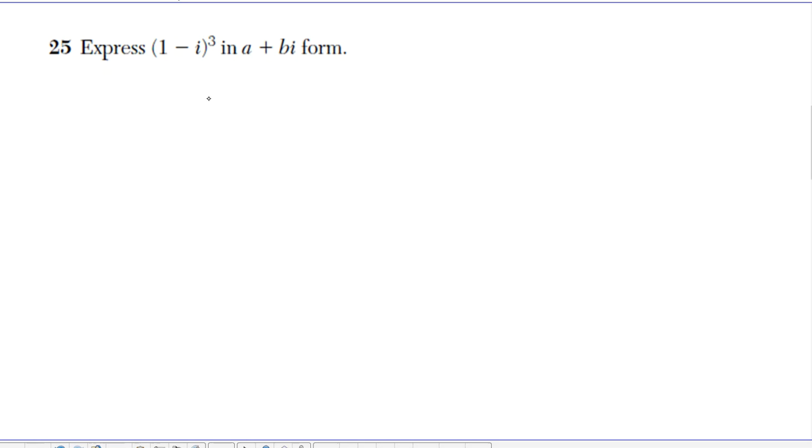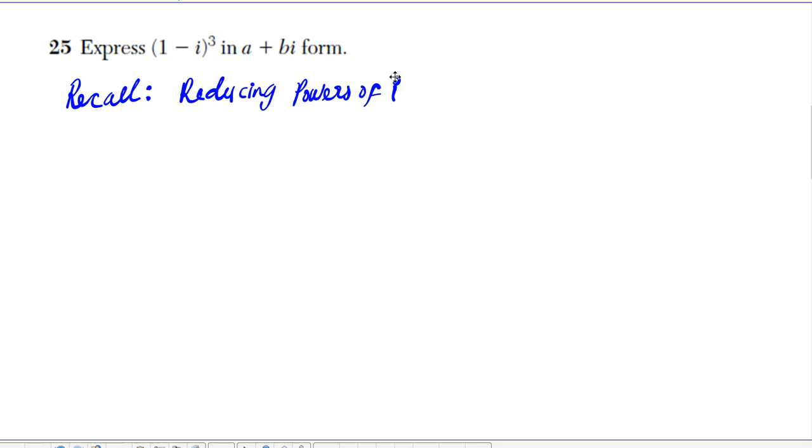It reads, express 1 minus i to the third in a plus bi form. So one thing you want to recall concerning i is that if i has a power that's greater than 1, it has to be reduced. Okay? How do we go about reducing powers of i that are greater than 1? So let's recollect the following facts. Reducing powers of i.